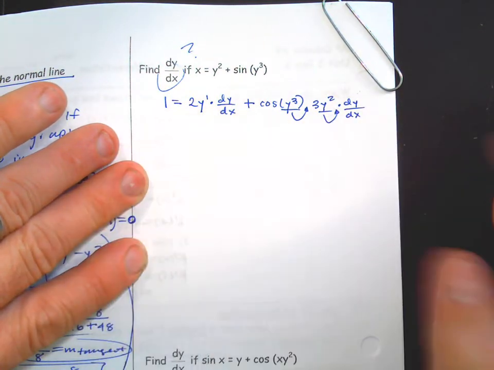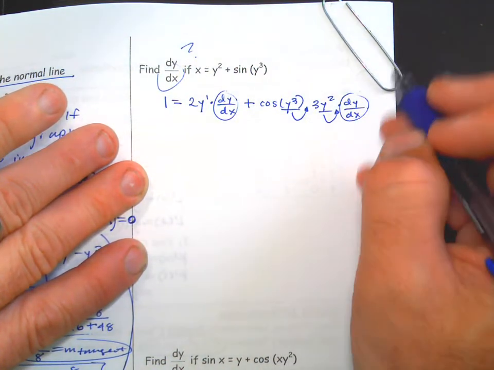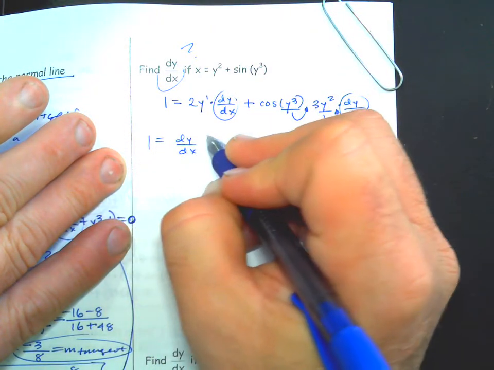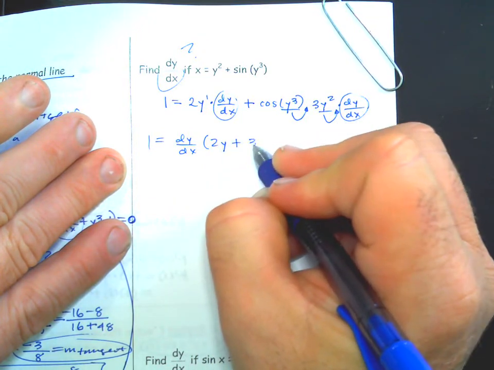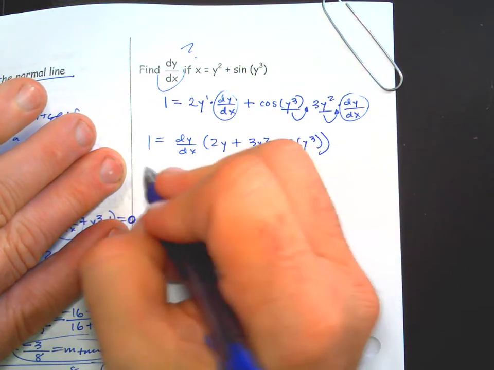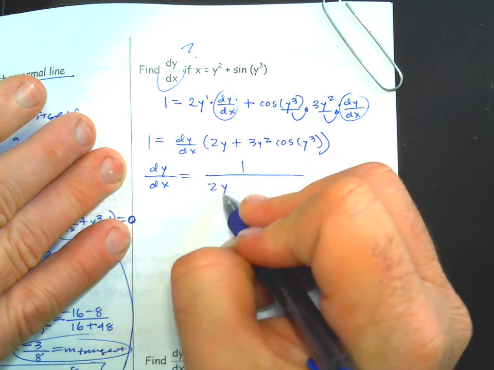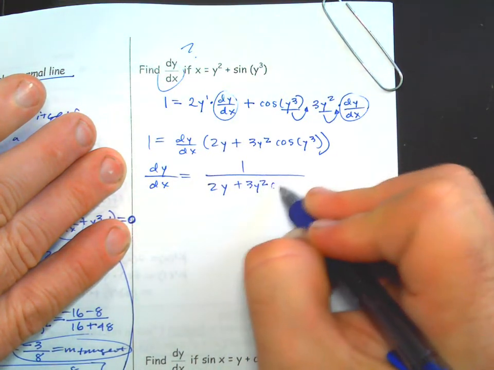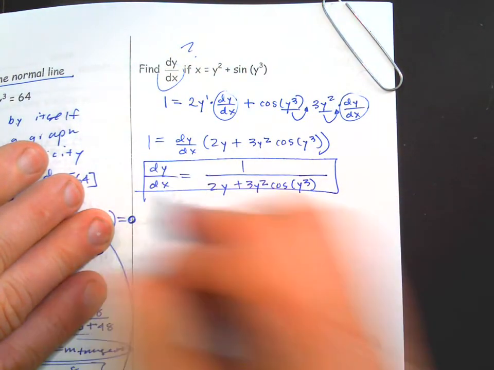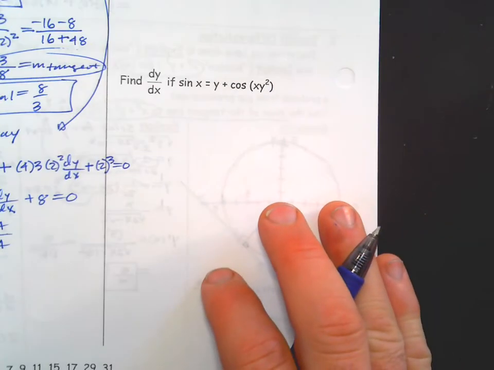Okay, so now you've done the derivative. But now we got to do the algebra to get dy dx by itself. So we could factor dy dx, and there would be a 2y plus 3y squared cosine y cubed, right? And then we're almost there. Dy dx equals 1 over 2y plus 3y squared cosine y cubed. Not bad. Not bad. Okay, you guys, try the next one.